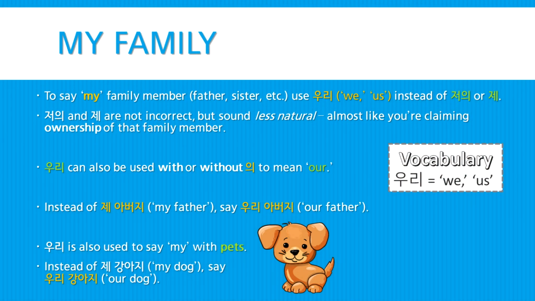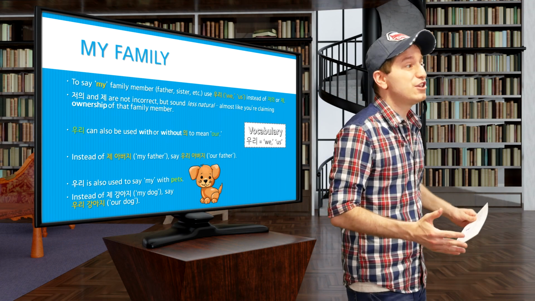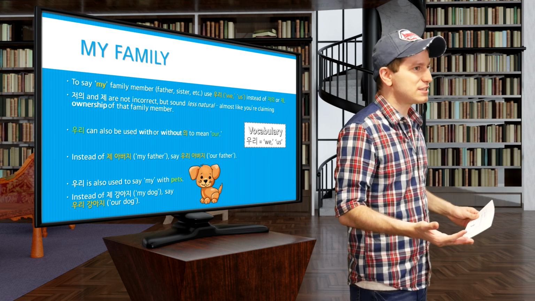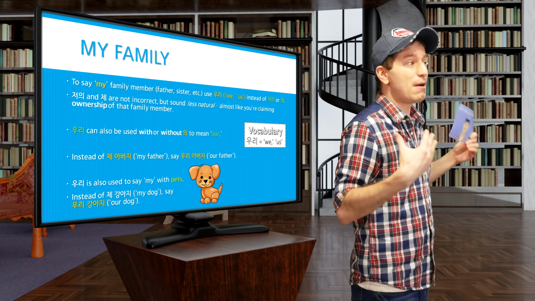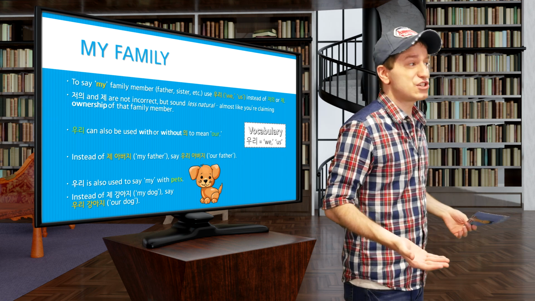우리 can also be used with or without 의 to mean our. So instead of saying 제 아버지, my father, just say 우리 아버지 or 우리의 아버지. And not only family members, but 우리 is also what you want to use with your pets. So instead of saying 제 강아지, my dog, say 우리 강아지, literally our dog.